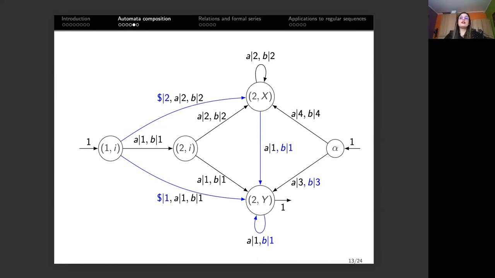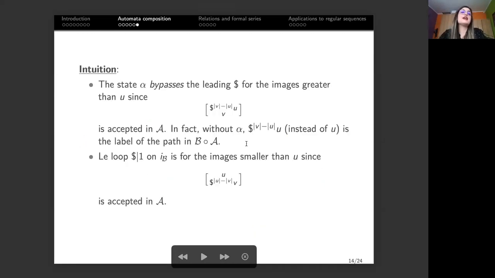Okay, so the only strange thing in this definition is the role of alpha. What we want the state alpha to do is to bypass the leading dollars. I mean that if V is an image of U, then the couple with some dollars before U and V will be accepted in A. So I must read this word to understand V and then read V in B. Until now, if I did not have the transition from alpha, I must have a path with this label instead of U in the composition having the same weight as I want. So here alpha bypasses these dollars.